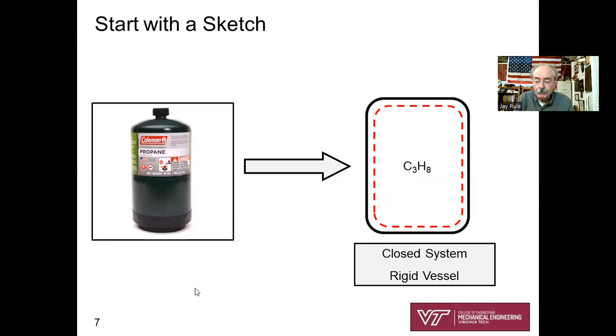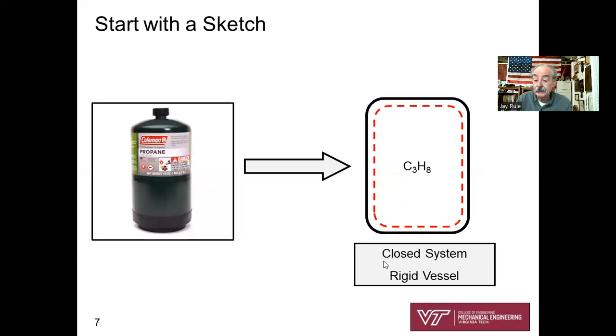If this were a homework problem, I hope your sketch in pencil and paper would look kind of like this, kind of professional looking. Here I'm depicting my vessel, a closed vessel. I'm depicting the control surface with a dashed line inside it. That would be the propane. That's our closed system. I've labeled it C3H8.